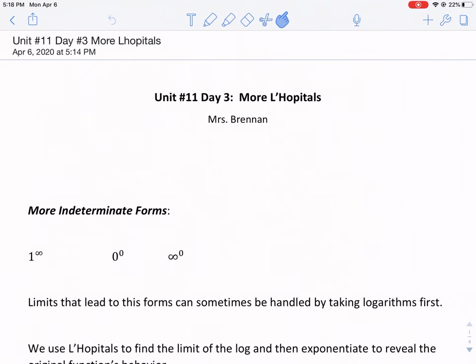All right, so this is our last day of L'Hopital's rule. This is going to be another strategy for finding the limits of indeterminate forms. So we've talked about that L'Hopital's is really going to be used when you have 0 over 0 or infinity over infinity. So we are going to try to make other indeterminate forms look like that.